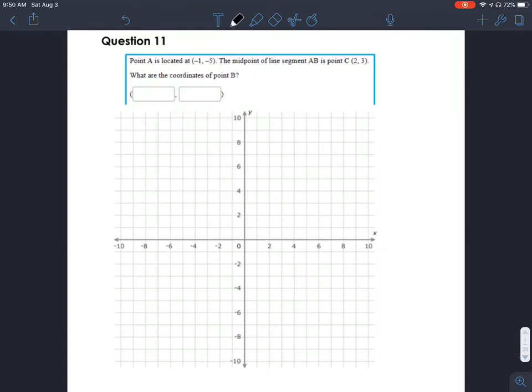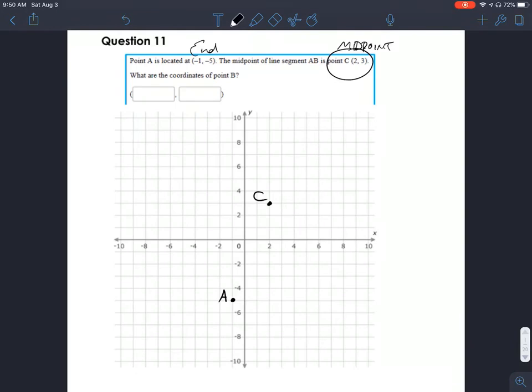It says point A is located at -1, -5. Let's throw that on here. So start at the origin, I go left 1 and down 5. That puts me here. This is point A. The midpoint of line segment AB is C. Let me just mark this. This is the midpoint. This is an endpoint. So C is from the origin 2 to the right, up 3. And that is right here.